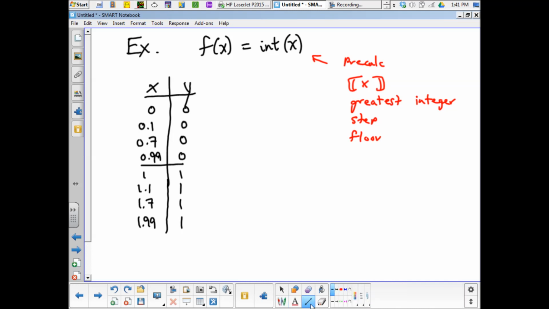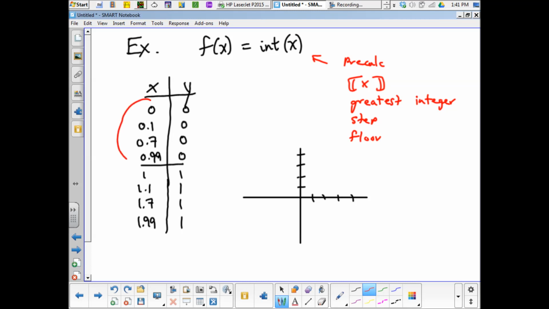Okay, so what happens is you get kind of a neat looking graph, and it looks like a staircase, you might remember. When I plugged in any x's between 0 and 1, I kept getting 0. It just kept happening. So that's what it would look like graphically. You plug in 0, you get 0. You plug in 0.1, you get 0. You plug in 0.7, you get 0, right? You plug in 0.99, you get 0.